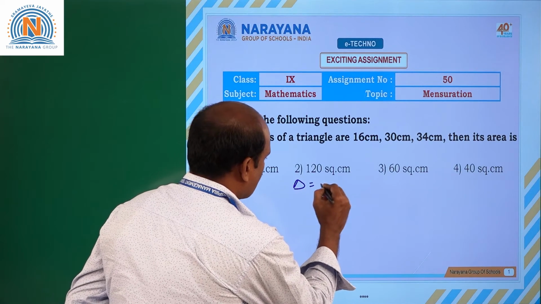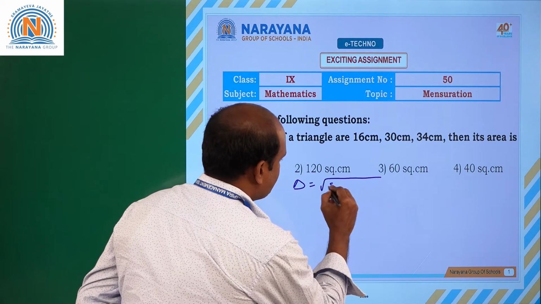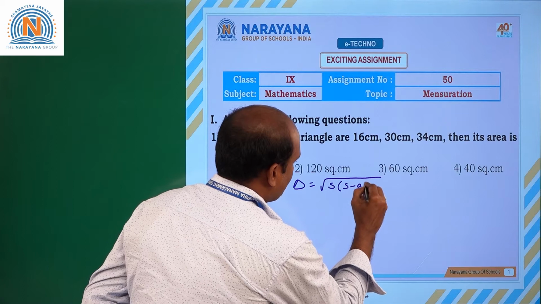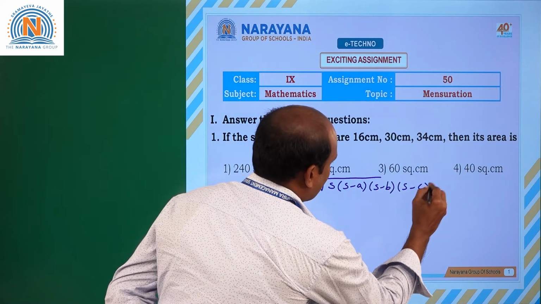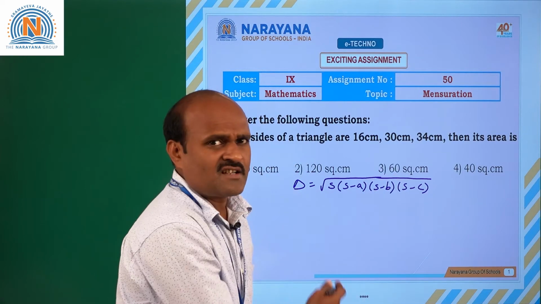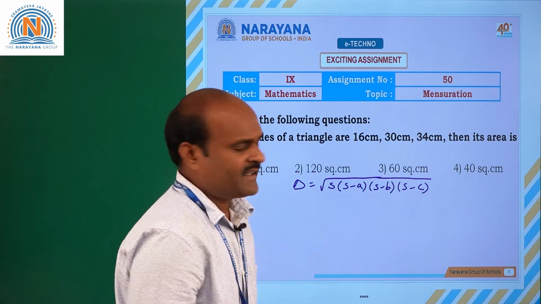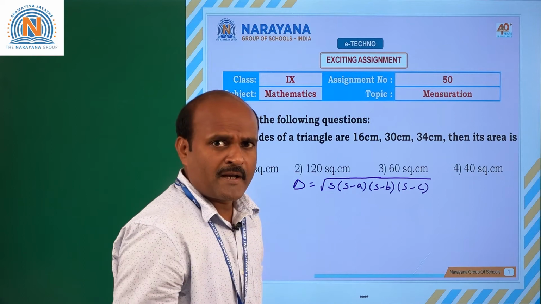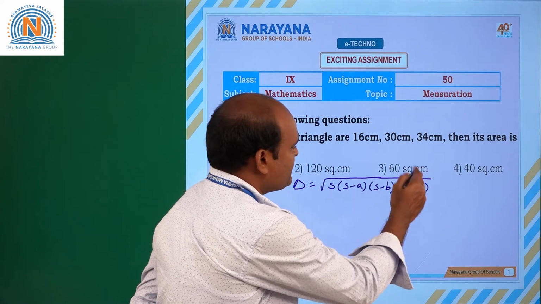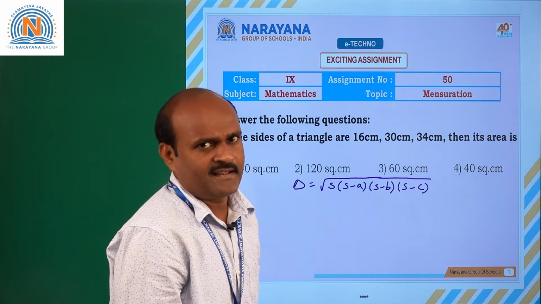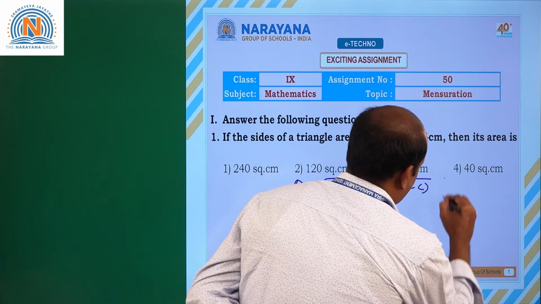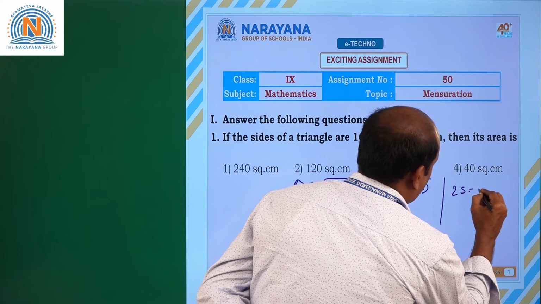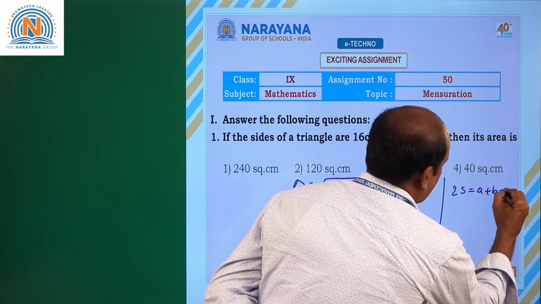Area of a triangle is equal to square root of s into s minus a into s minus b into s minus c. This is also called Heron's formula, right? Where this s is semi-perimeter and this a, b, c are sides of the triangle. And 2s is equal to a plus b plus c, we know that, right?